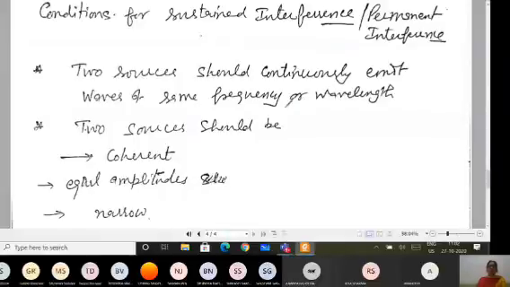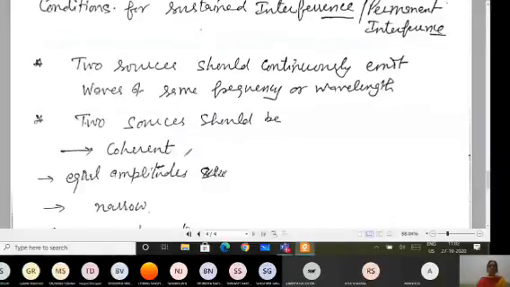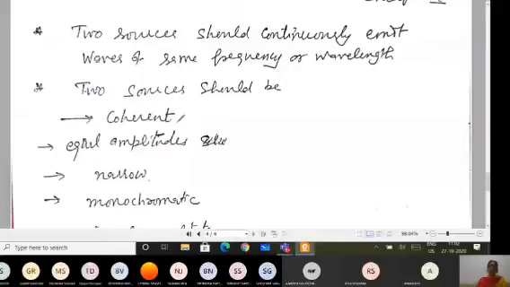The second point is that the two sources of course should be coherent. Coherent means they should have all the qualities the same, and they should either move in the same phase or have a constant phase difference. And of course they should have equal amplitudes, because if they do not have equal amplitudes, like one has this amplitude and the second has this amplitude, then your dark fringe will not be completely dark.